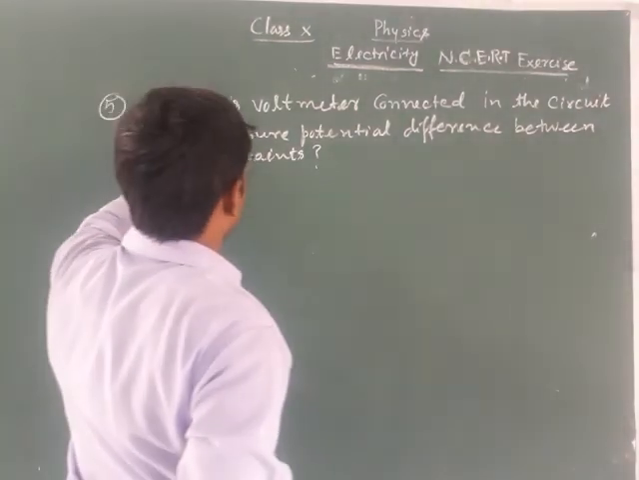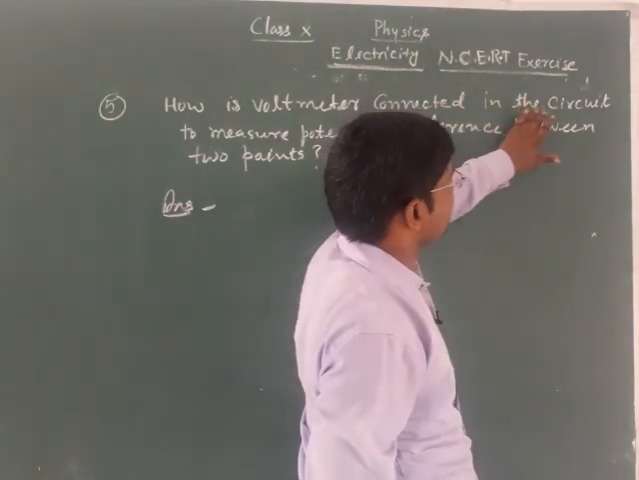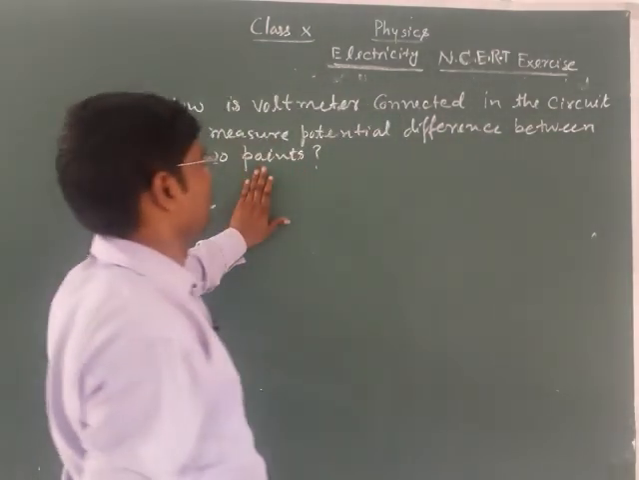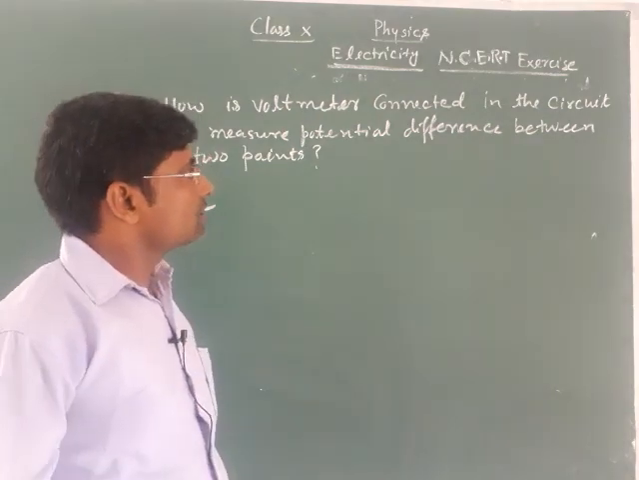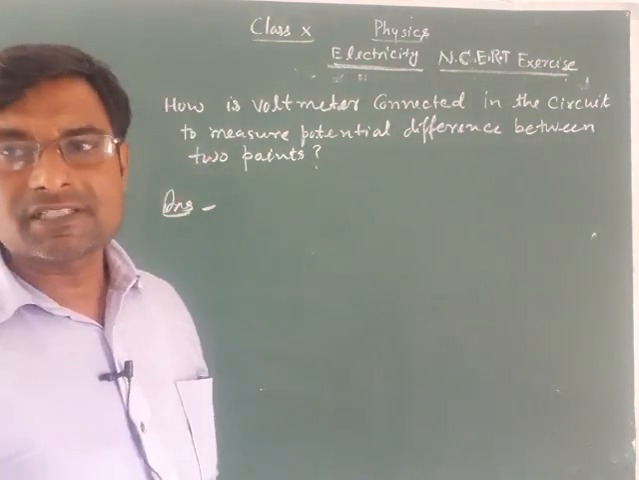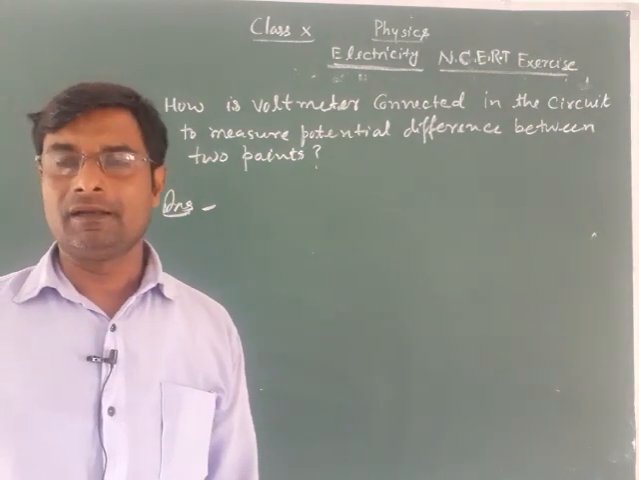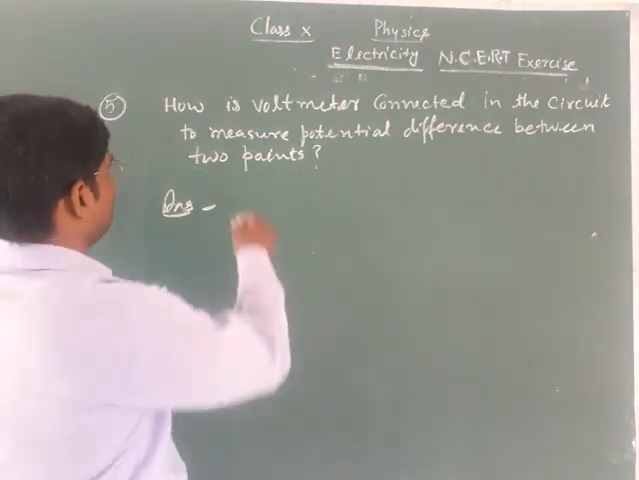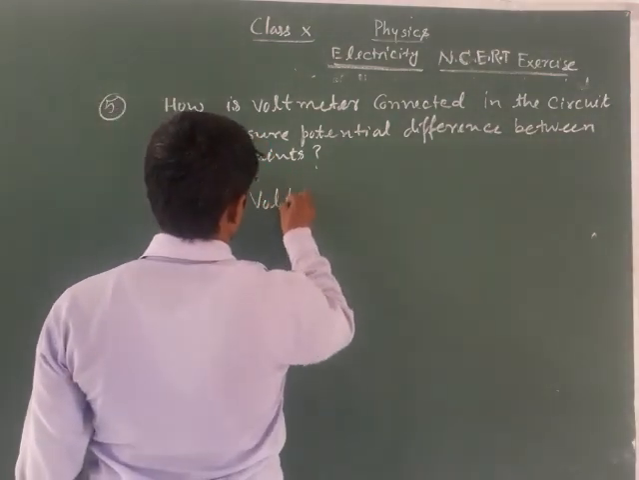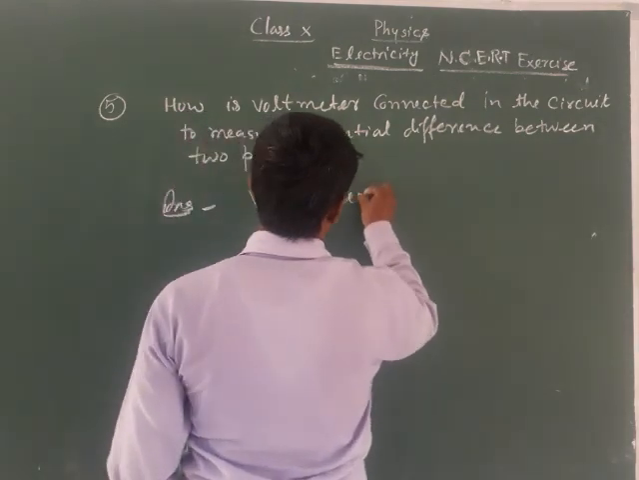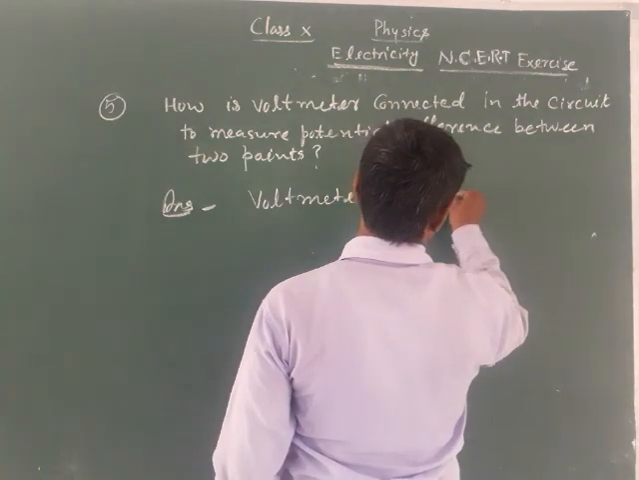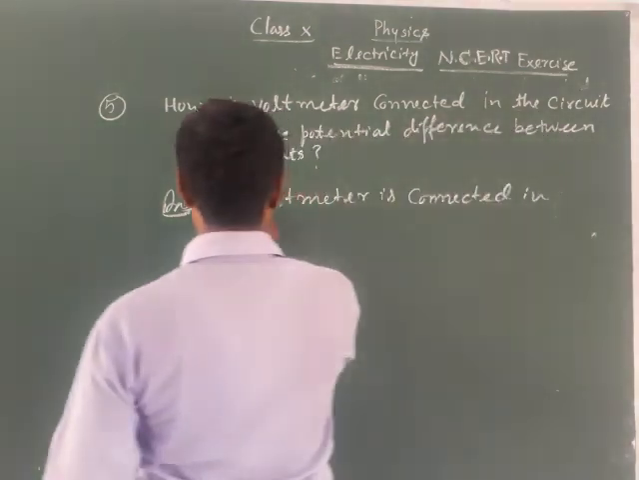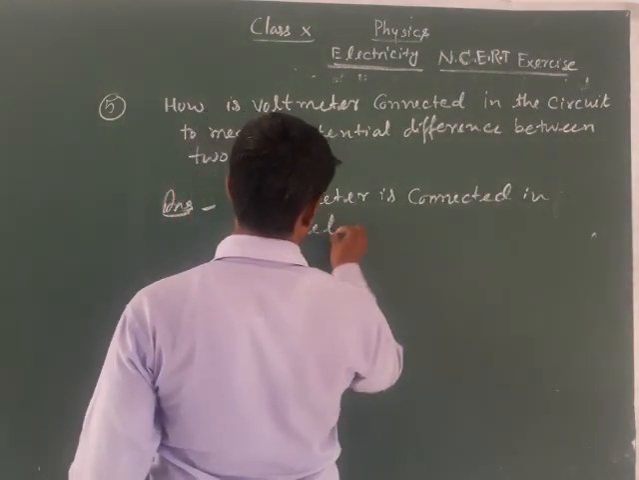Question number 5. How is a voltmeter connected in a circuit to measure potential difference between two points? A voltmeter is always connected in parallel, and an ammeter is always connected in series. So the voltmeter is connected in parallel.